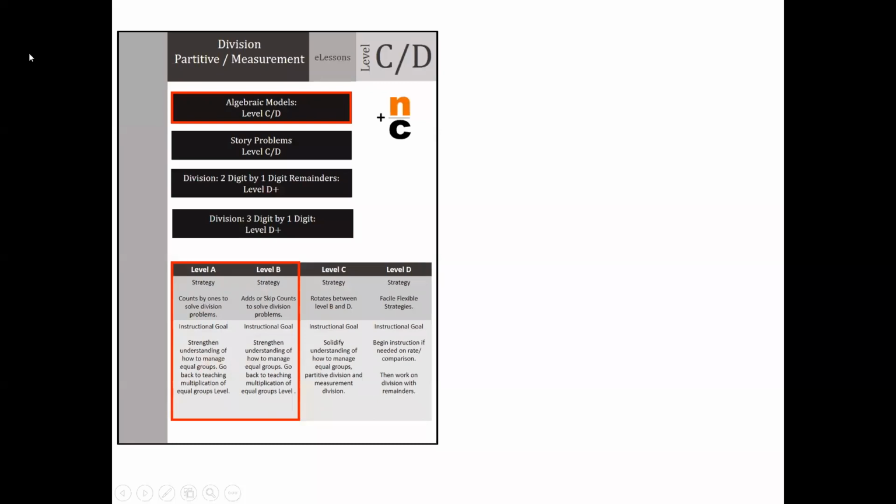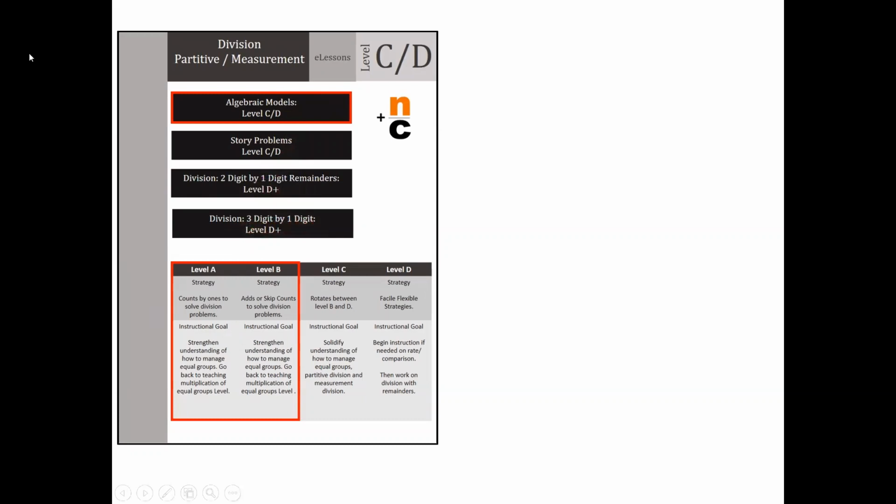And remember, you've done a lot of work with multiplication of equal groups to build towards division, so division should be easier now. So that's why we're doing that. Again, for level B and C, they have algebraic models, and then there's story problems, division story problems, and then there's 2-digit by 1-digit with remainders. That would be when they're able to function at level D and you want to expand them, it goes to remainders. Then it goes to division 3-digit by 1-digit.